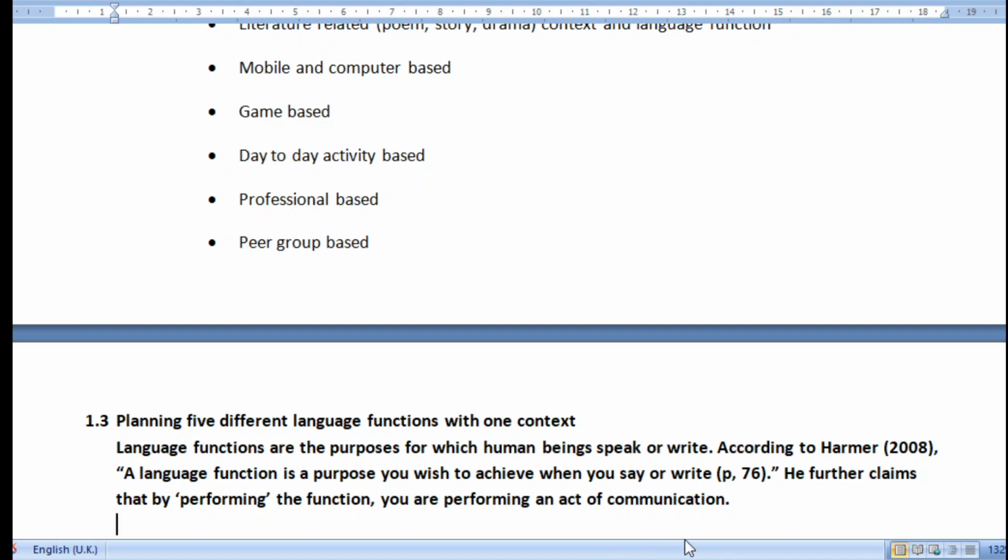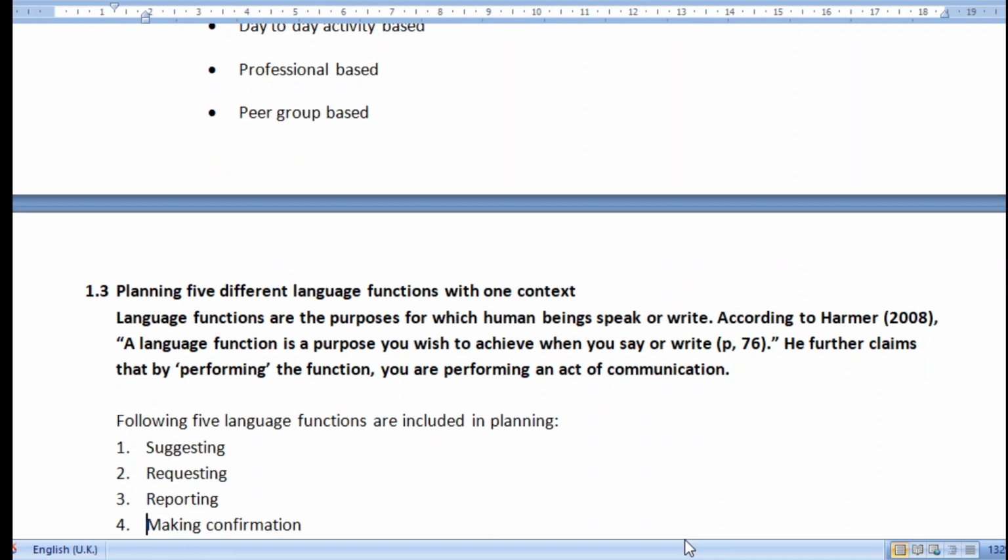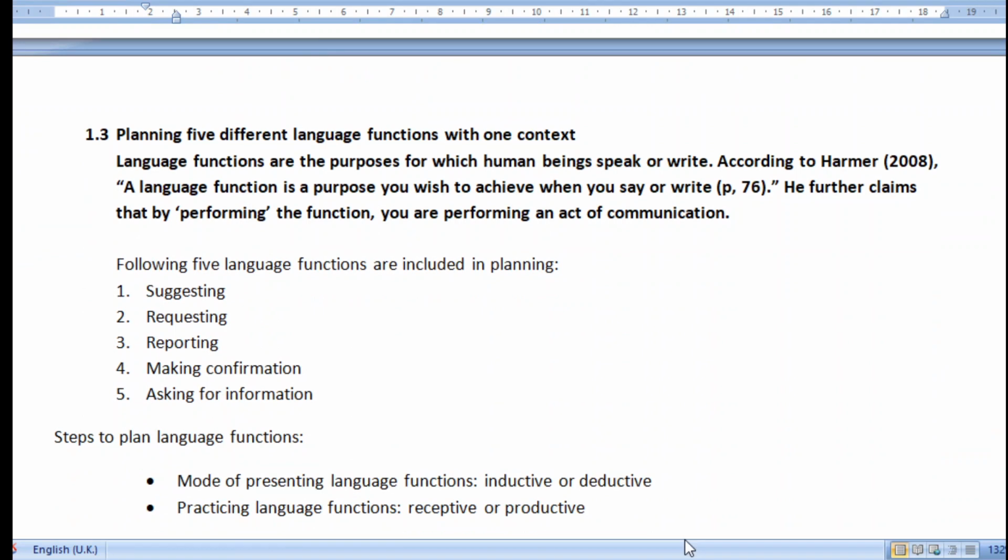Now we are moving to the second part, because I'm dealing with this question a little bit fast, because the video is going longer than expected. So: planning 5 different language functions with context. Look at here.